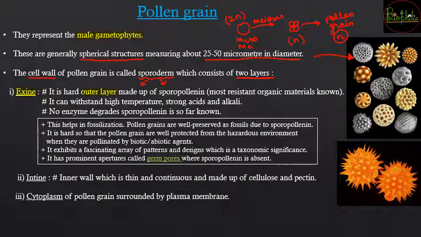तो outer layer जो होती है that is going to be made up of sporopollenin, और sporopollenin कौन रिलीज कर रहा था? That was the secretory tapetum. स्पोरोपोलिनिन का एक very special characteristic याद रखना है, that is it is going to be most resistant organic materials known to human beings, right?